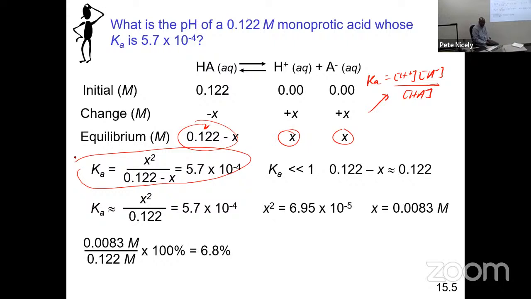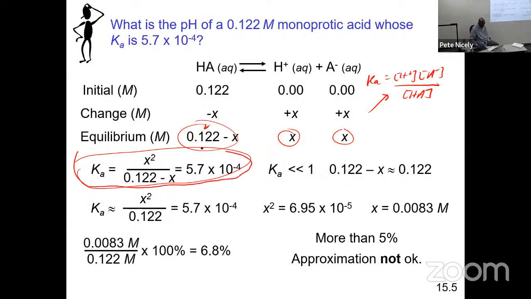When we divide 0.0083 by the initial concentration of the acid, we get a value of 6.8%, which is obviously greater than 5%. So therefore, it is not an okay approximation. In other words, the assumption that we made will not be valid. So what do we do? We have to go back to this equation right here and solve for X, right?